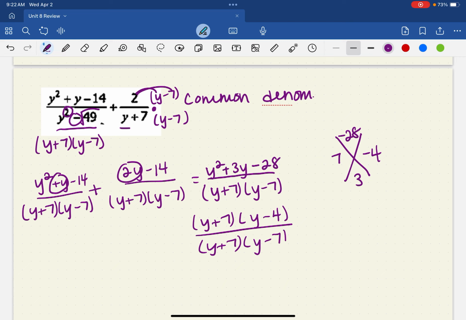y minus 7. Take out anything that's the same, which would be these y plus 7s. So I'm left with y minus 4 over y minus 7. I cannot cancel out those y's because they have minus signs after them. So that would be our final answer. On to the next.